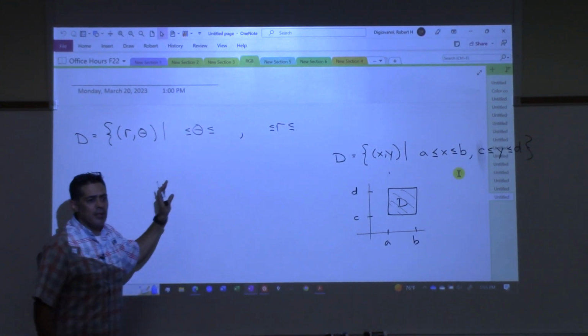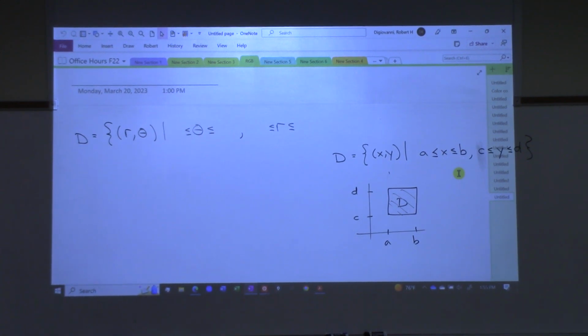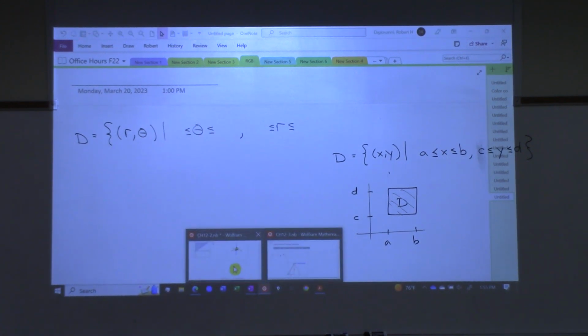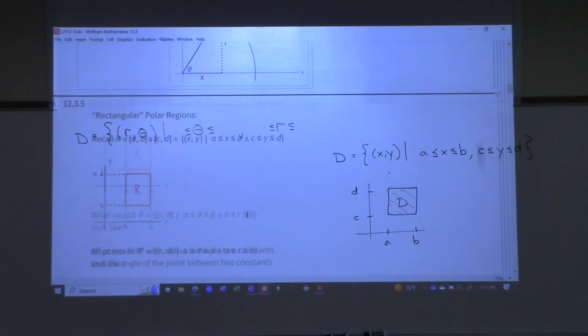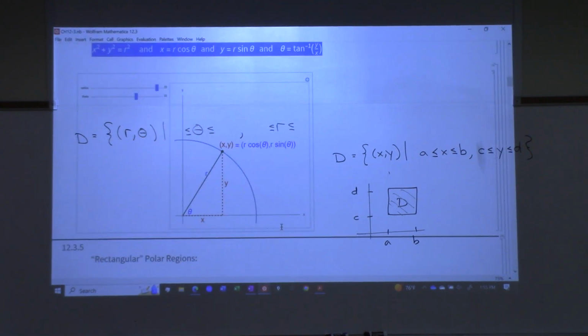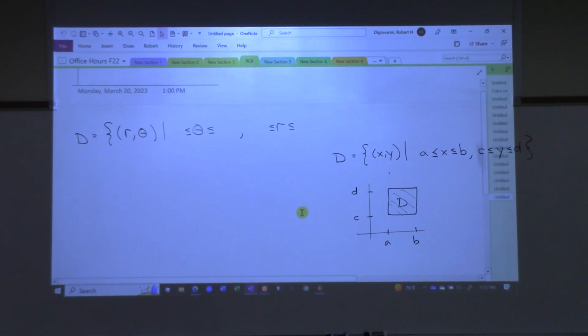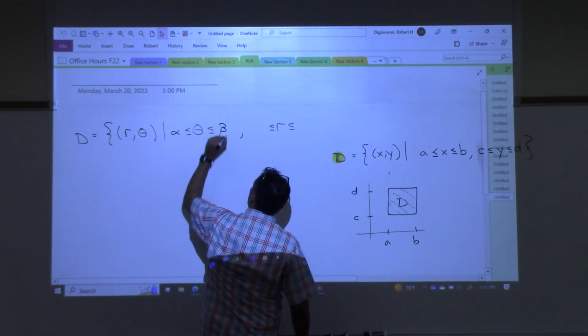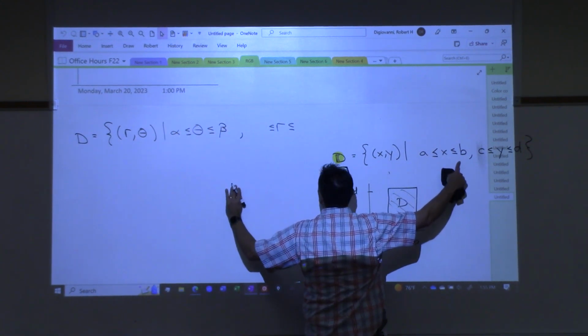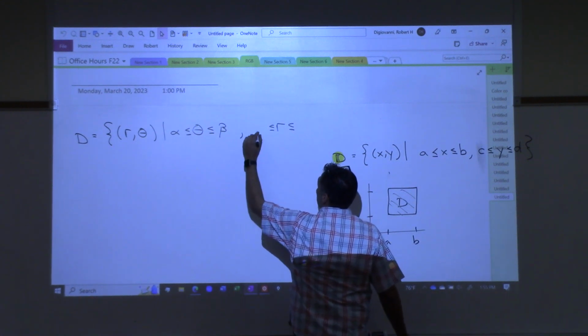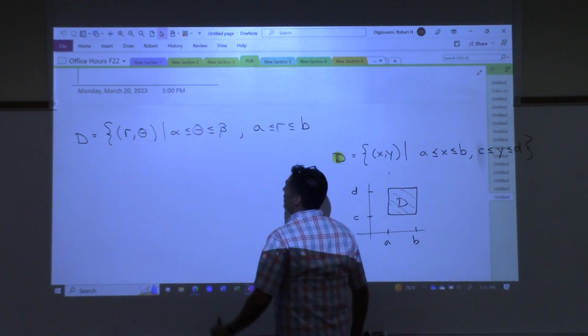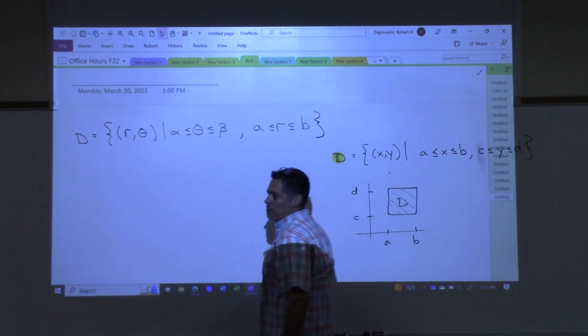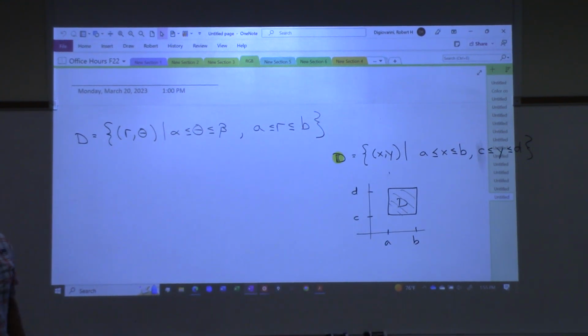Now, I'm not going to use A, B, and C, D. There's a standard that we use for polar. Theta, alpha, beta, I want to match the book because different books use different things. Alpha and beta, so instead of A and B. And then for r, they use A and B, which is just the way the book does it.